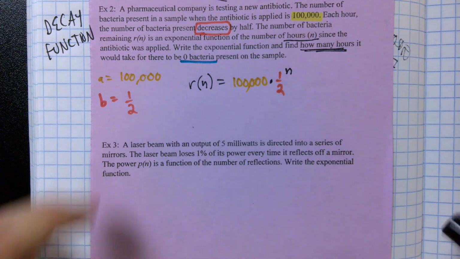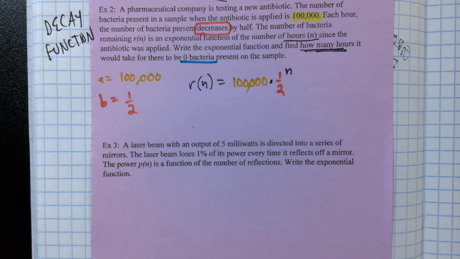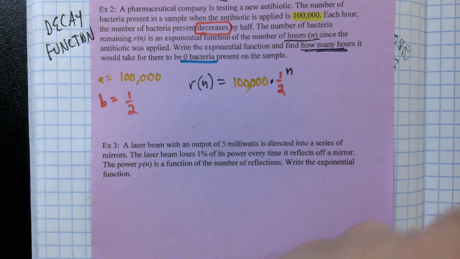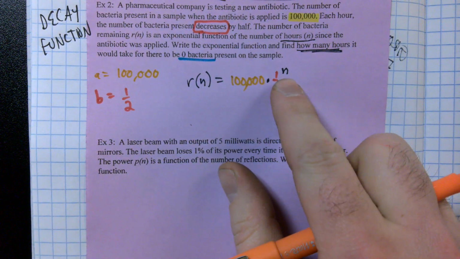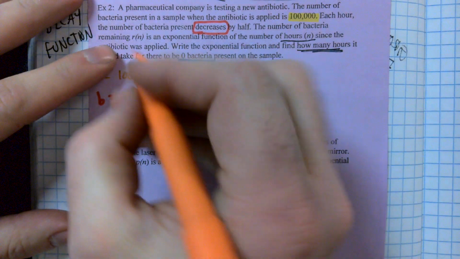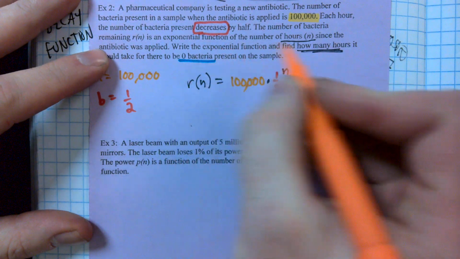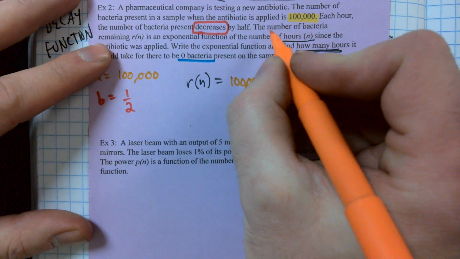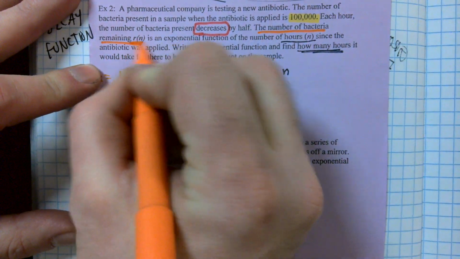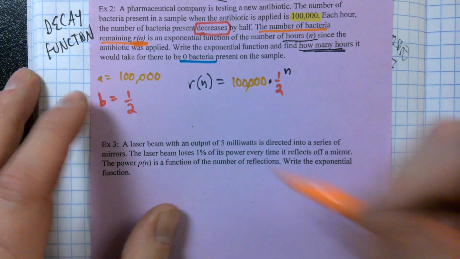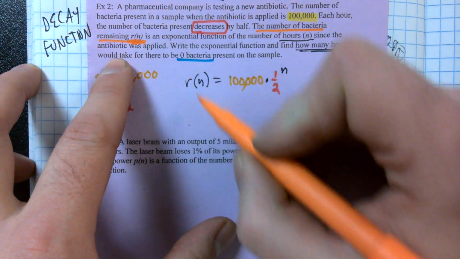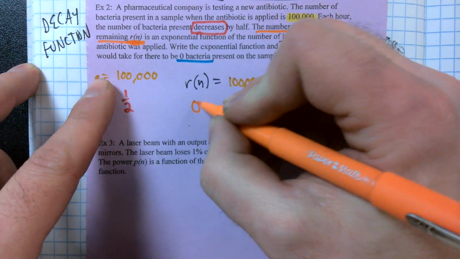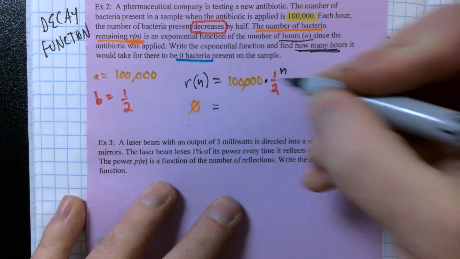We know it decreases by half. Well, what does R of n represent? Yeah, Liana? R of n represents how long it would take for all the bacteria to be gone. No, that would be n, right? n is the hours. R of n is an exponential function of the number of hours. Oh, wait, sorry. The number of bacteria remaining, R of n, is an exponential function. So R of n is how many bacteria are remaining. Well, I want to find the number of hours when there is 0 bacteria remaining. So I'm going to plug 0 in for R of n instead.